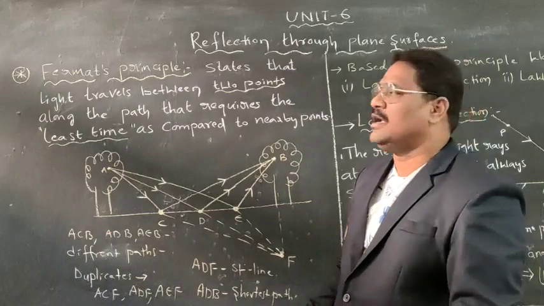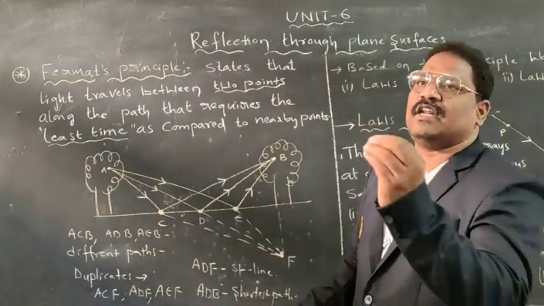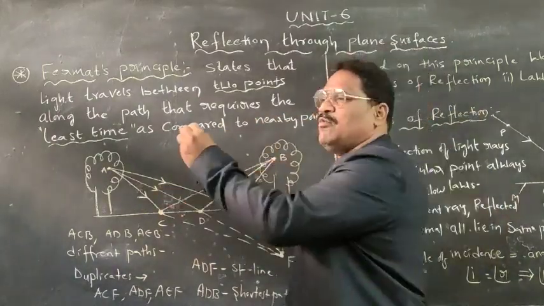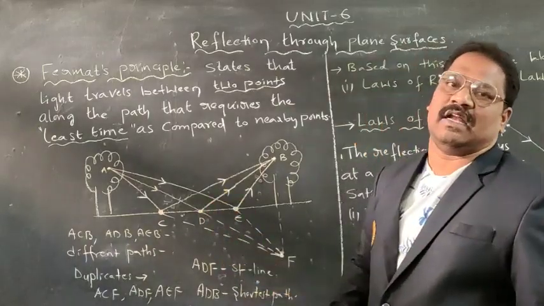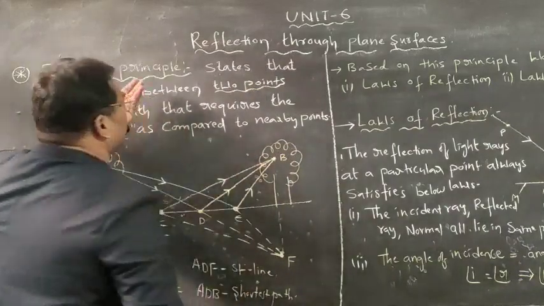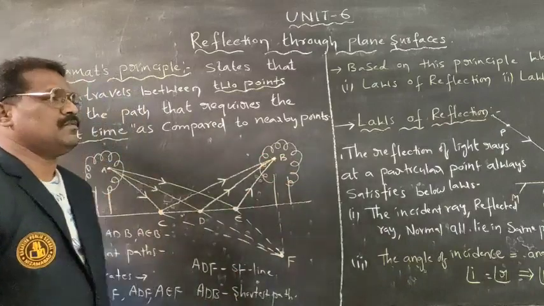We have seen clearly that the smart probe always chooses a path which takes the least time to pick the grain and move back to that particular tree. From that concept in activity 2, we can frame one law. That principle is nothing but what? Fermat's principle, we can call it.